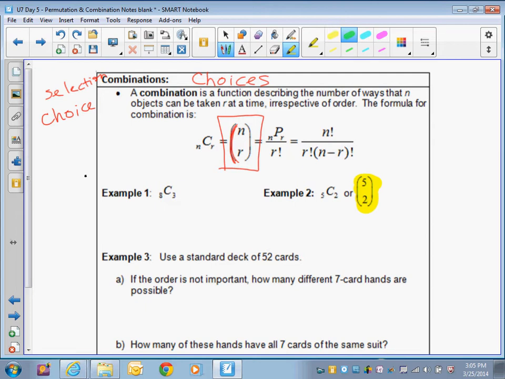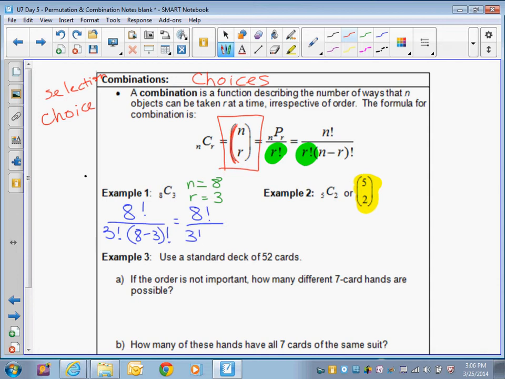So the only difference with this formula is that we're taking the permutation formula and then we're dividing it by r factorial. So we have an r factorial in the denominator now. We did not have that earlier. So if we take 8 choose 3, so our n is 8 this time and our r is 3. We're going to have 8 factorial over 3 factorial times 8 minus 3 factorial. 8 factorial over 3 factorial times 5 factorial.